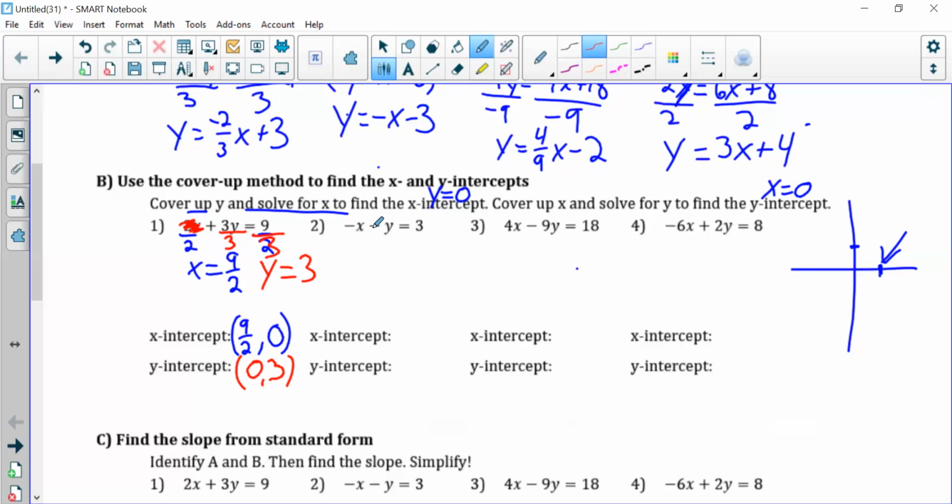All right, so step 1, we're going to solve for the x, cover up the y. Negative x equals 3. Well, I don't want negative x, so I'm going to multiply everything by a negative 1.